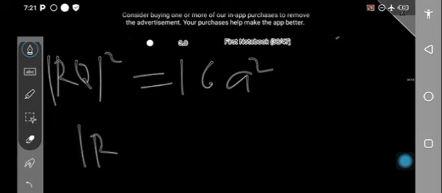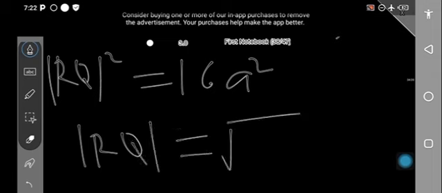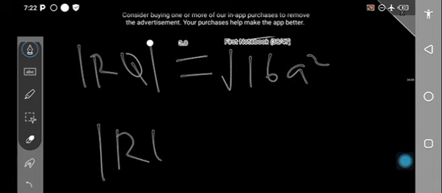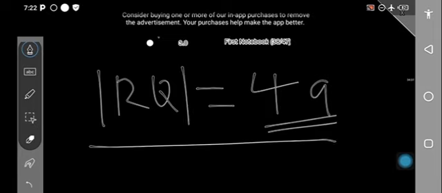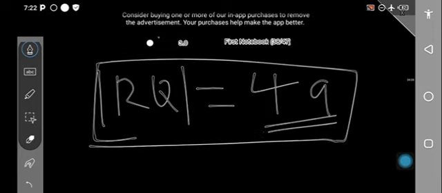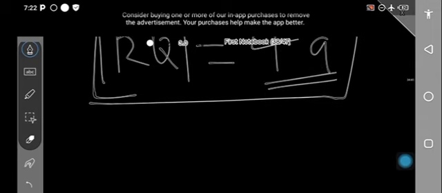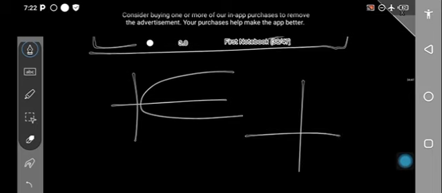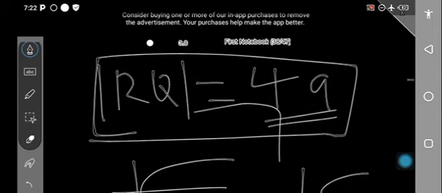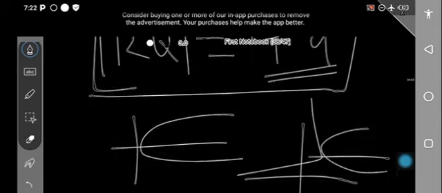Then RQ equals the square root of 16a squared. So we have that RQ equals 4a. So we have been able to show that the length of the Latus Rectum is 4a. So irrespective of where the vertex is, either the vertex is at the center or the vertex is not at the center, the length of the Latus Rectum remains 4a.